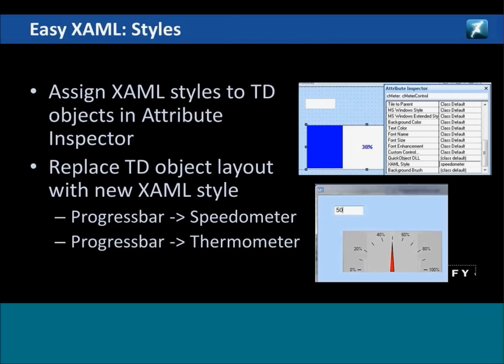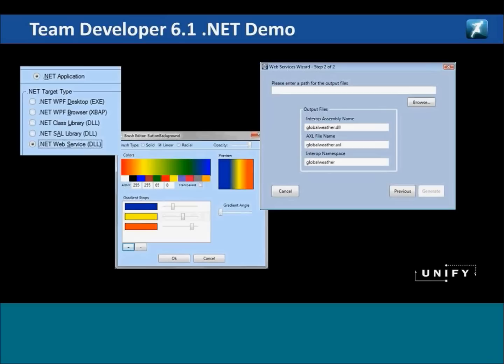XAML style. For objects, you can also see that they have a new property, XAML style. And the XAML style needs to be, of course, in one of these XAML resources that you included with your application. Those allow you to completely redesign the look of controls. For example, that CMeter control on top is being replaced with a speedometer on the bottom, which is totally rewritten in XAML what the CMeter does. This is kind of for the advanced user here.